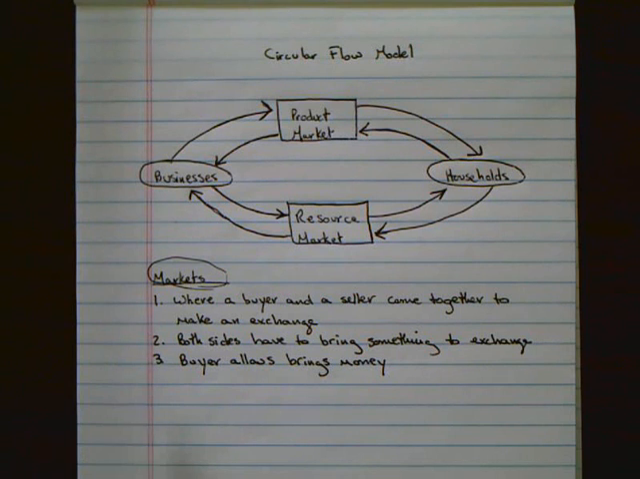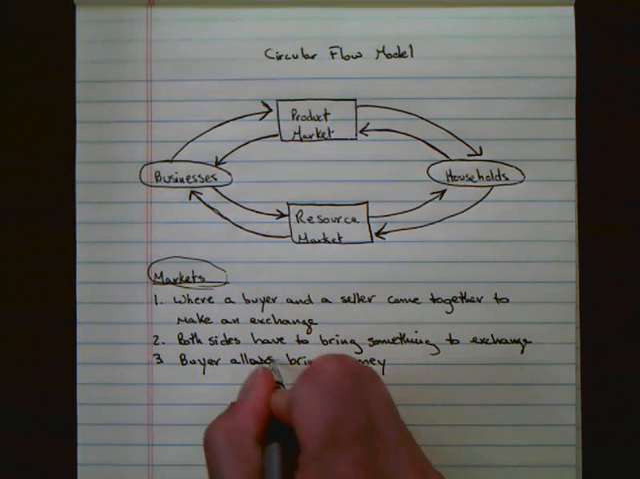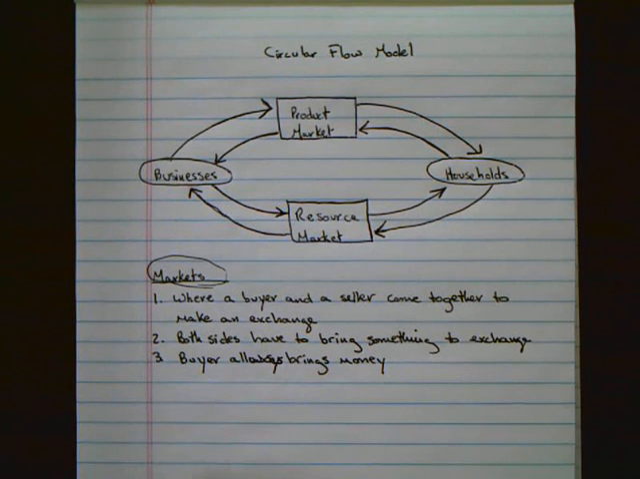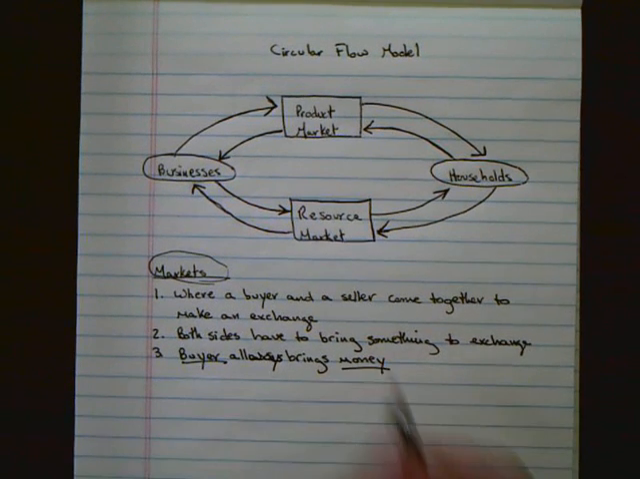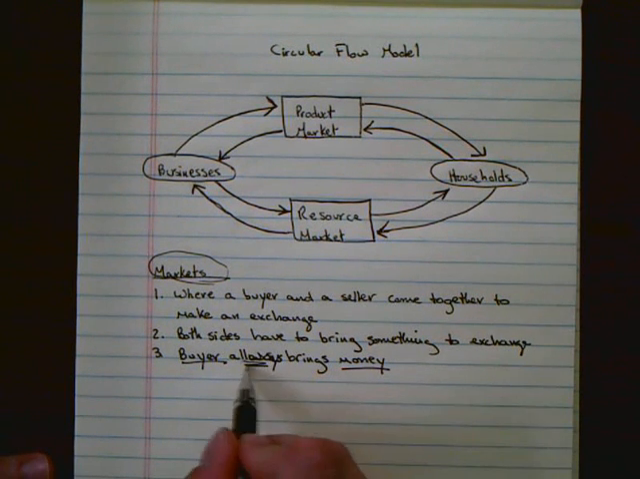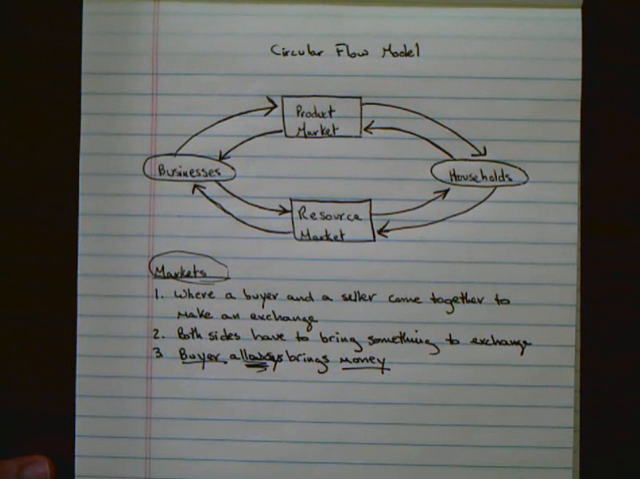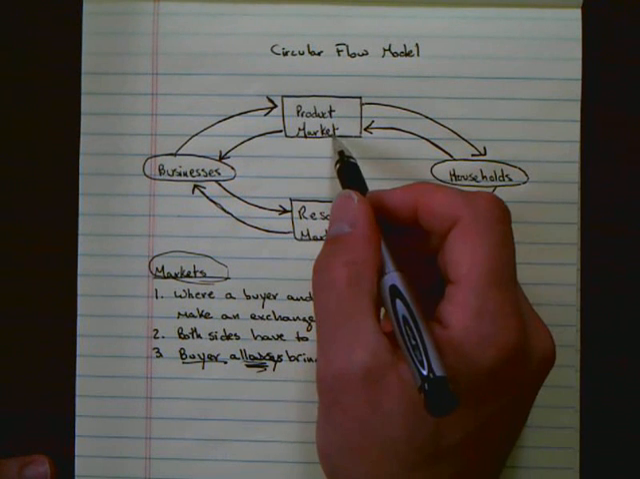Now, in our economy and in all economies of the world, we use money as what we call our medium of exchange, which means money is what we use to buy stuff. So the buyer always brings the money. Buyers always, the buyer always brings the money. So that's a big thing to remember. Yeah, you can laugh at me for screwing up always. That's fine. Now, let's talk about the product market first.